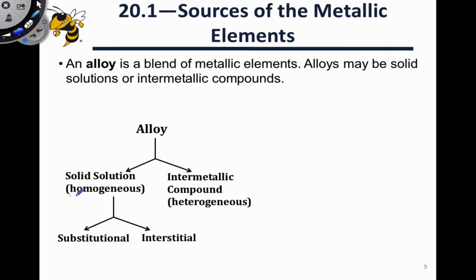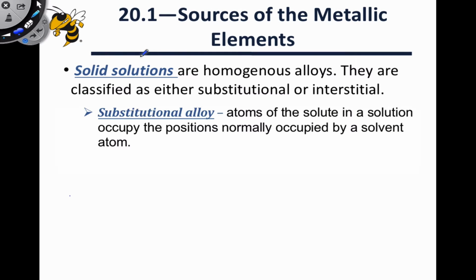Within the solid solution category, we can further classify alloys into either substitutional or interstitial categories, and we'll see what these terms mean in a second. So the first category of alloys are these homogeneous solid solutions. We classify these as either substitutional or interstitial. A substitutional alloy involves substitution, makes sense, of one of the atoms in the crystal structure of the solvent metal, quote-unquote, with a solute particle.